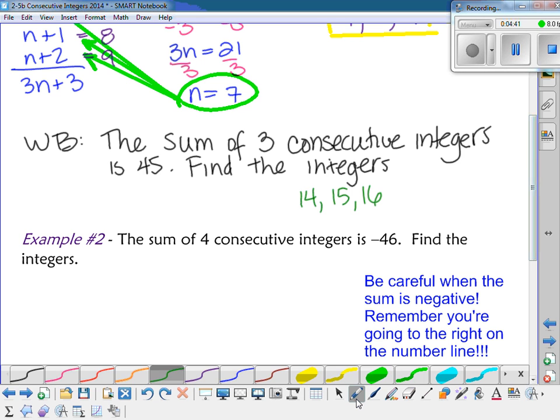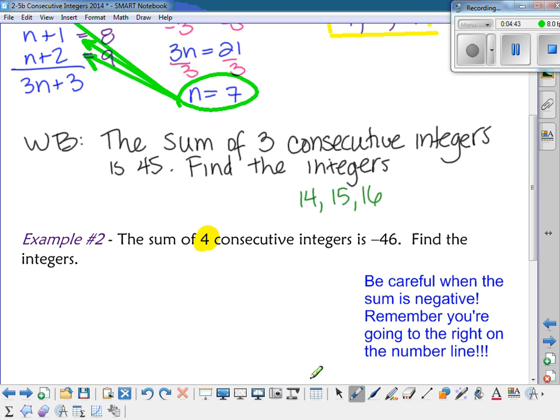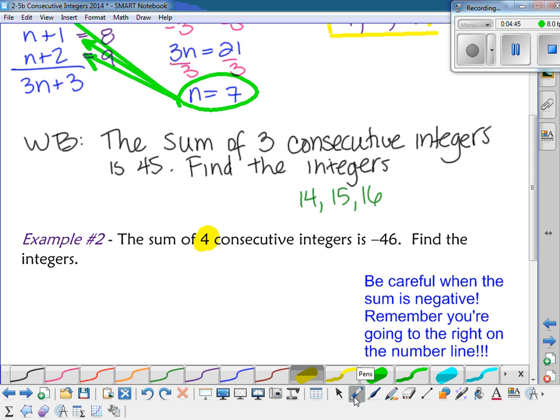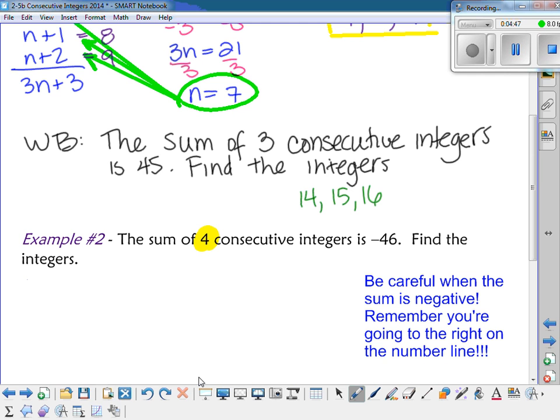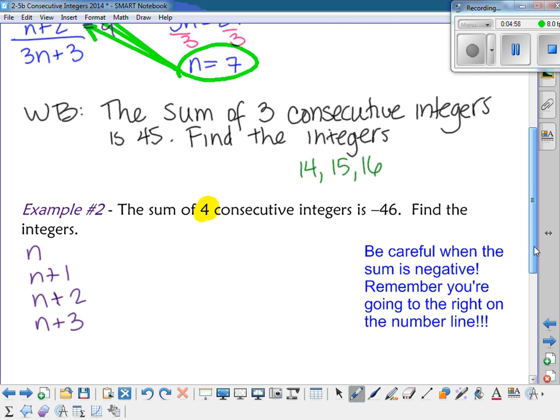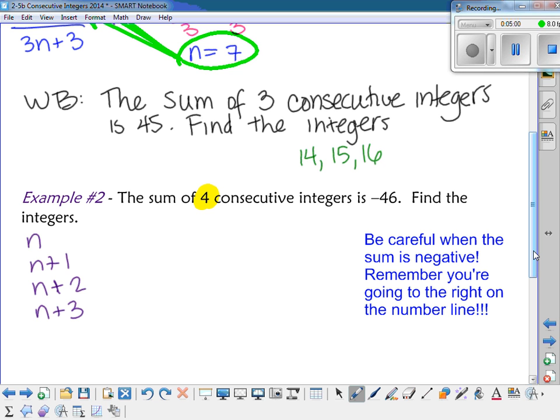Okay, so like I said, this time we have 4. So my first one is n. The next one is n plus 1. The next one is n plus 2. What is the fourth one going to be? N plus 3. Okay? If we did 5, it would be n plus 4. If there were 6, then we'd go to n plus 5, and so on. So you guys see the pattern? Most of your problems are just going to be 2, 3, or 4, though.